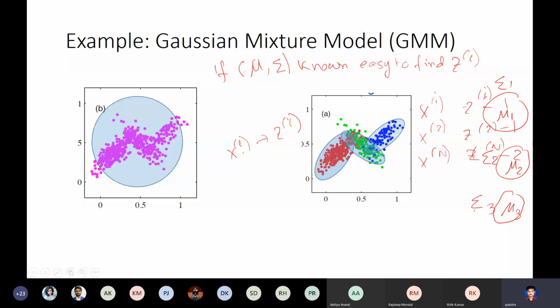So if Z is known for x1 to xn, it is easy to estimate mu1 sigma 1, mu2 sigma 2, mu3 sigma 3. So let me write this down. If Zi is known, easy to find mu sigma.